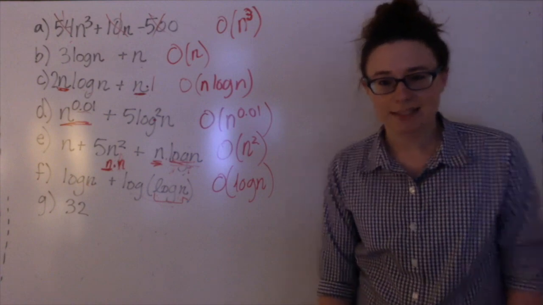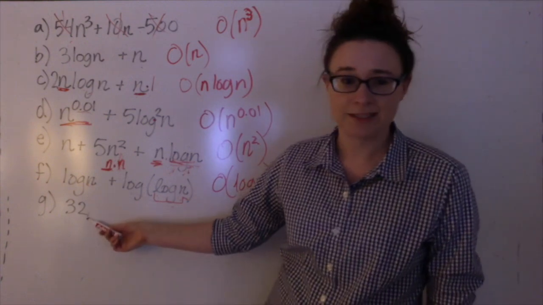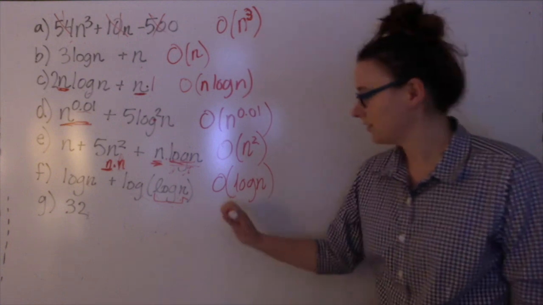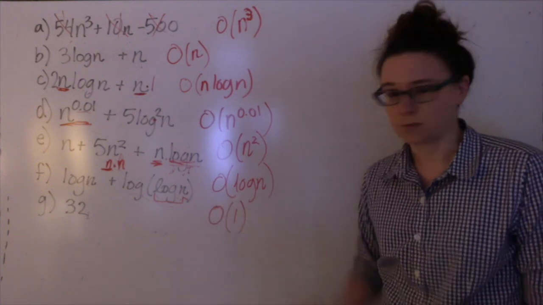And then the last thing that we have is 32. This doesn't depend on n at all. This is a constant function, so this is big O of just 1.